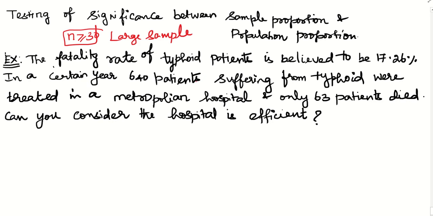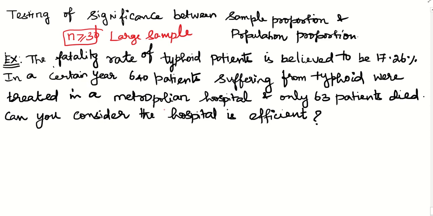Proportion test is applied for categorical data like success or failure, yes or no, died or survival. That is, if we are having binary outcomes, then we go for proportion test. Now let us discuss an example.